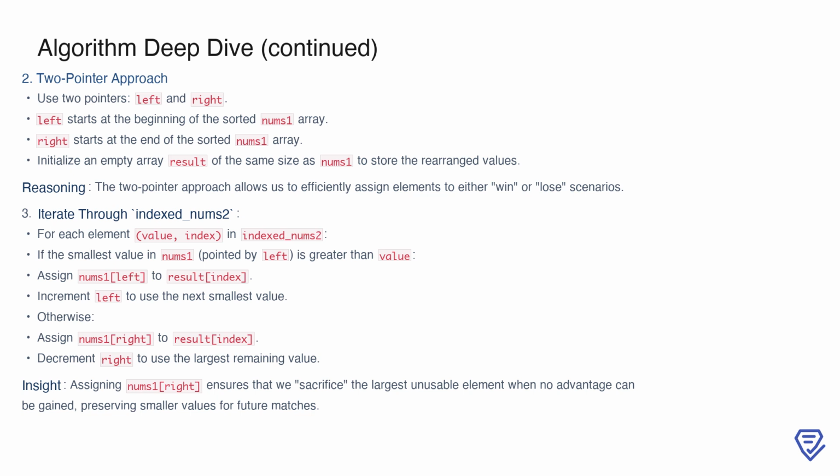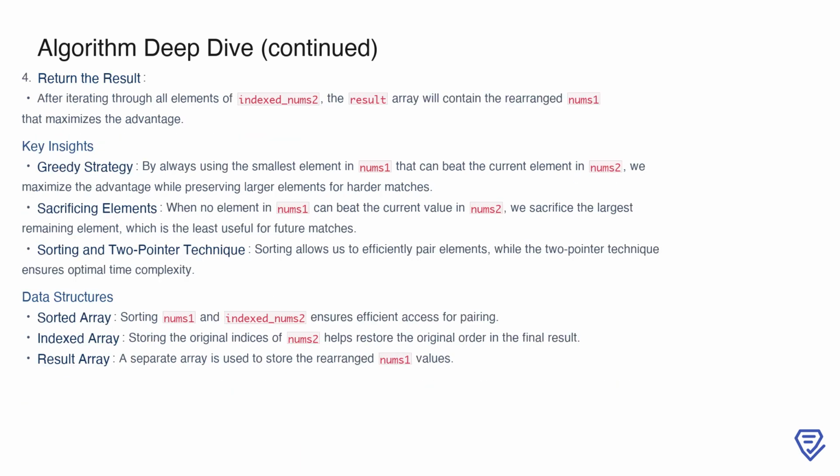If nums1[left] is greater than the current value in nums2, we assign nums1[left] to the corresponding index in the result array and move the left pointer forward. If it cannot, we assign nums1[right] to the result, effectively sacrificing the largest remaining element that cannot win, and move the right pointer backward. This strategy ensures that we maximize our advantage where possible while minimizing losses. After processing all elements in indexed_nums2, the result array will contain the rearranged nums1 values that maximize the advantage.